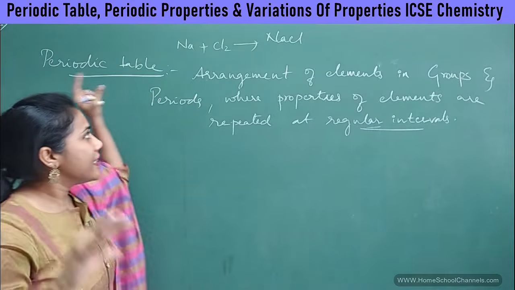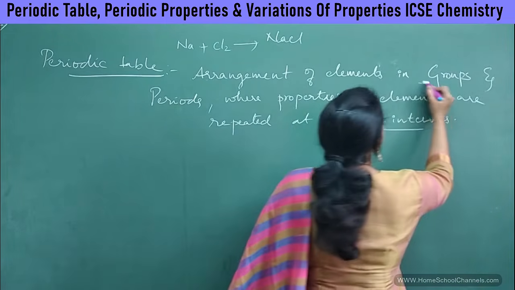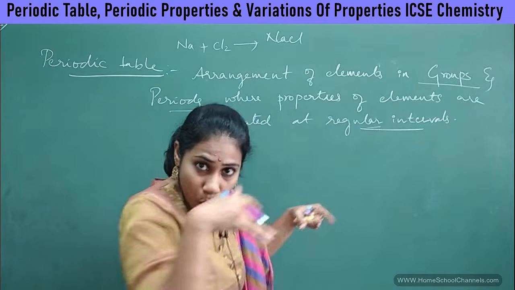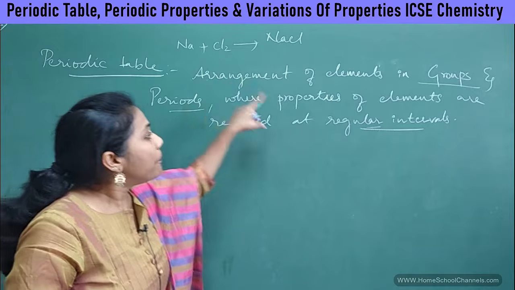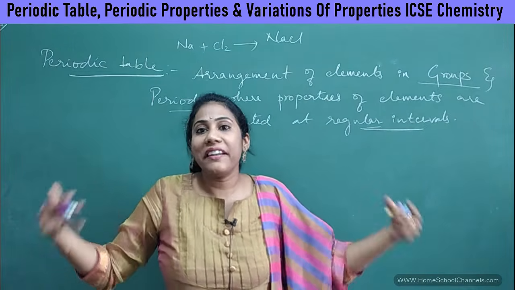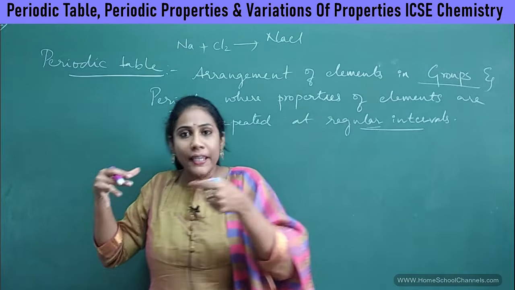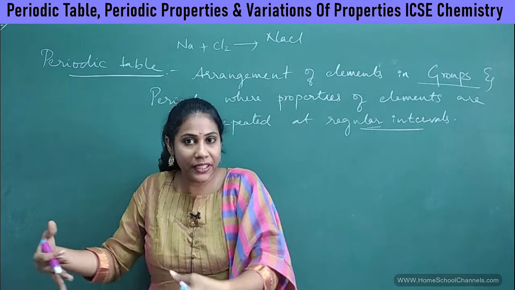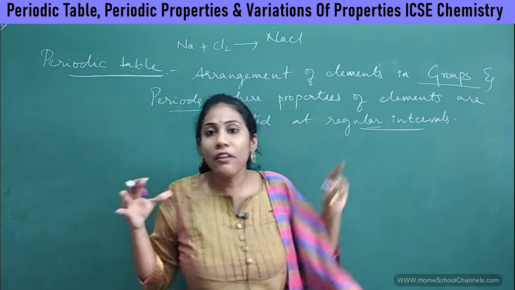Okay, so it is the table which includes the arrangement of elements in groups and periods. I'll tell you what exactly this group and period is. And here the properties of elements are repeated at every regular intervals. Okay, so after certain gaps, the same property will get repeated in the periodic table. So that's what we mean by this particular word.